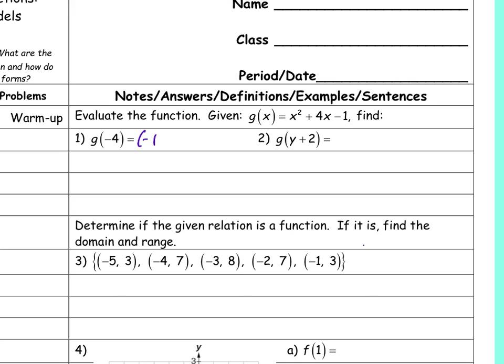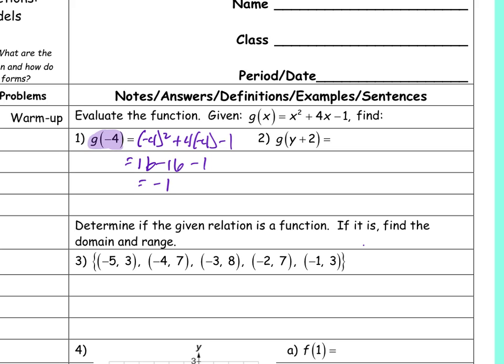So I've got -4 squared plus 4 times -4 minus 1, which is going to be 16 minus 16 minus 1, which equals -1. Okay, so remember this part over here, I'm not dividing by it. This is just saying what I'm finding. It just says wherever there's an x, I'm going to put -4. I don't solve for g, actually. I'm just finding g of -4.